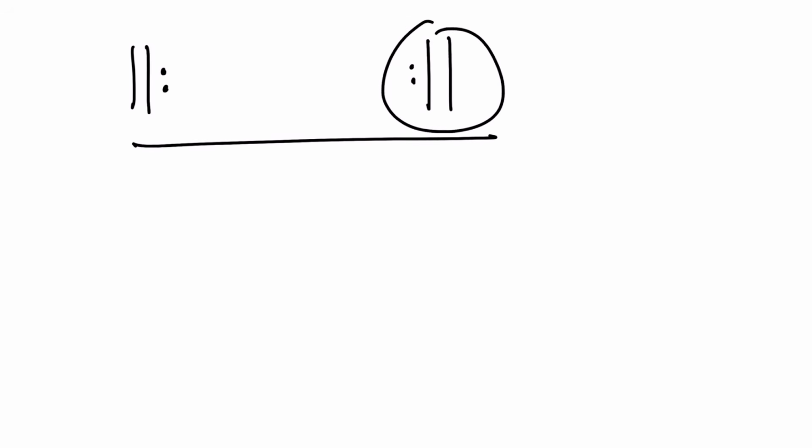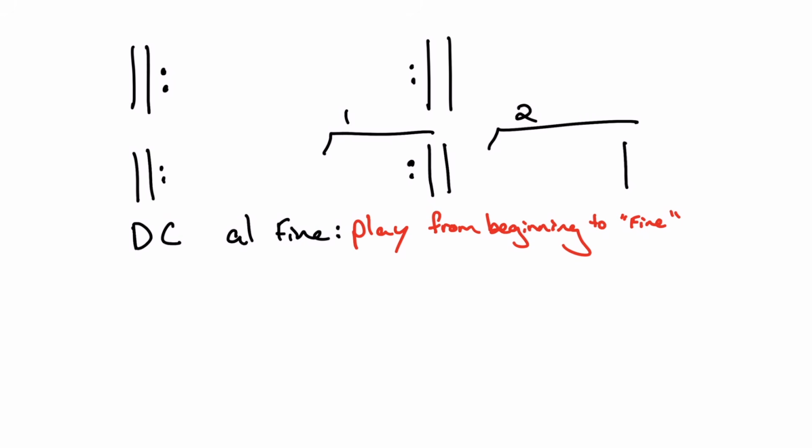So to review, we've got a number of different types of repeats. We've got repeat brackets, which can appear just by itself or two together. We can have repeat signs with first and second endings. We can have a DC al fine, which means play from the beginning to the fine.